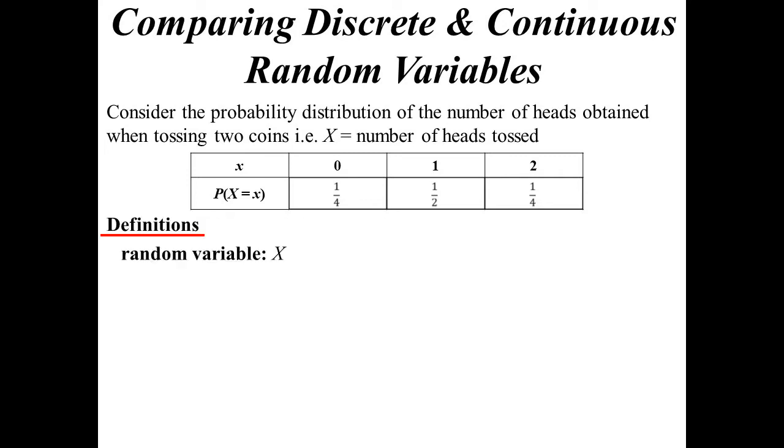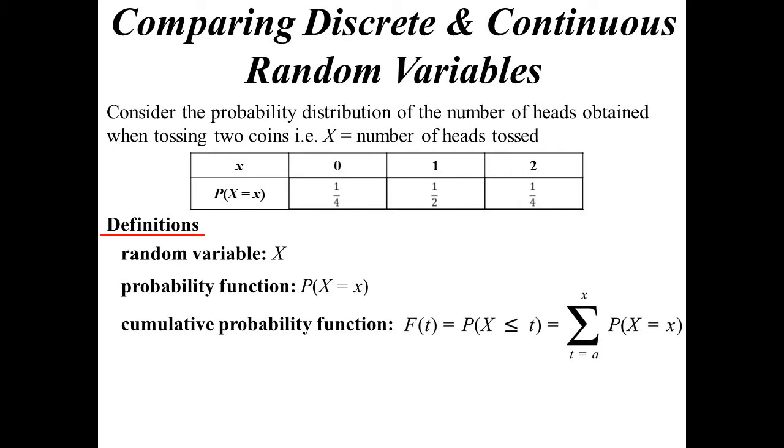Remember we said the random variable is X. Probability function: P(X = x), or probability of x. Now, I'm going to introduce this other one, the cumulative probability function. So the cumulative probability function, F(t), is the probability that X is less than or equal to t.